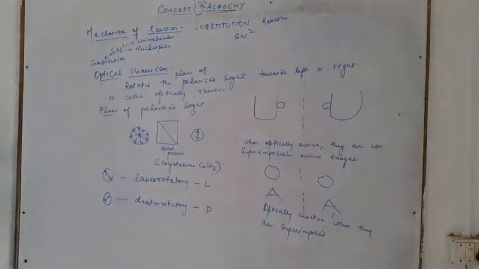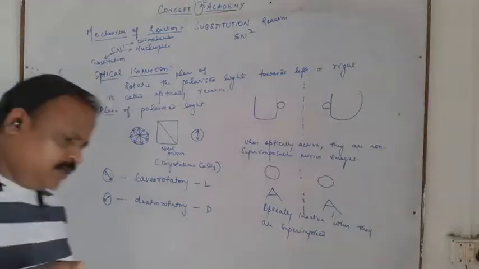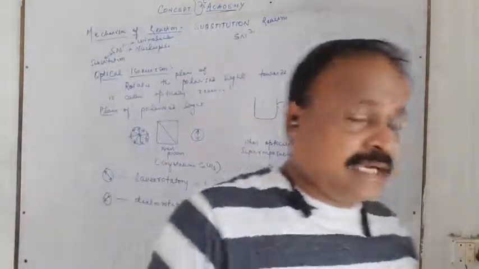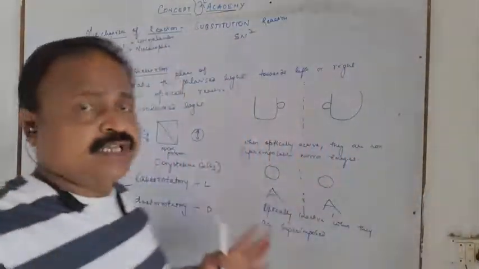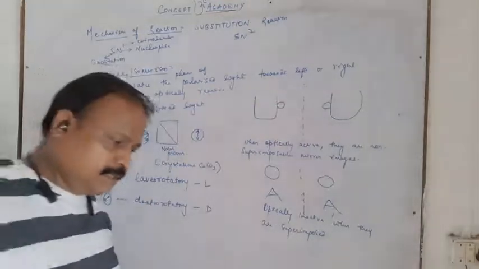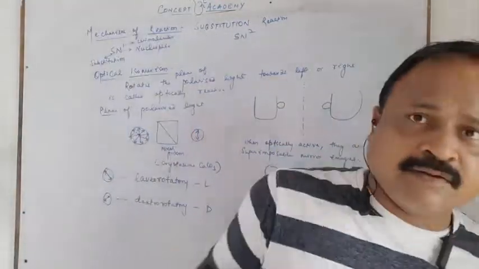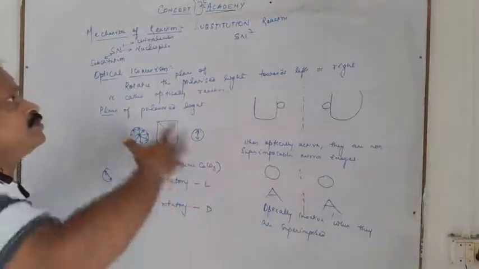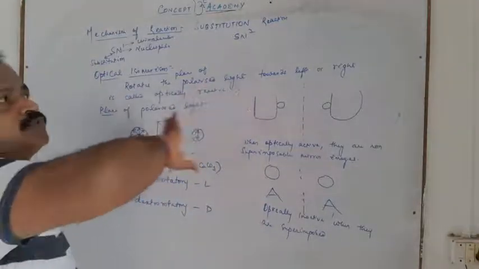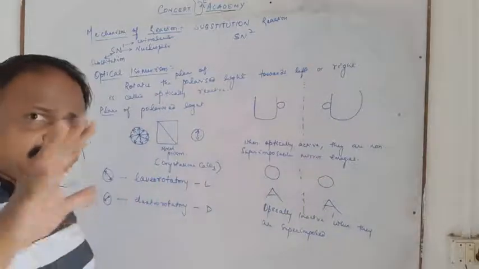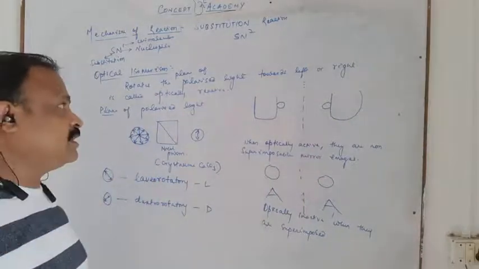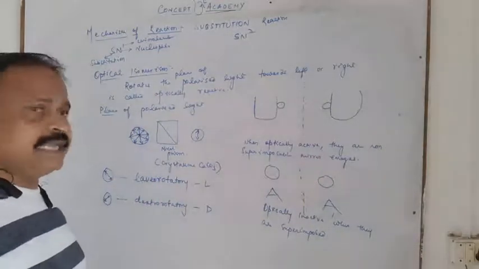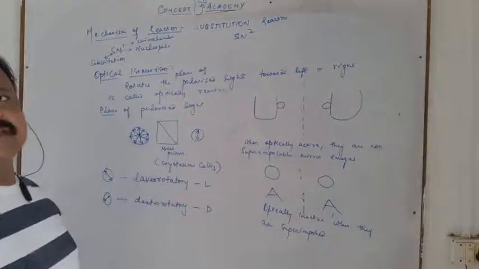Got it? So next, in case of optical isomerism, in SN1 and SN2, now we'll see. We know what optical isomerism is. When plane polarized light is passed through a substance, it rotates the polarized light towards left or right when it is optically active. But whenever it is optically inactive, it will stay like this.